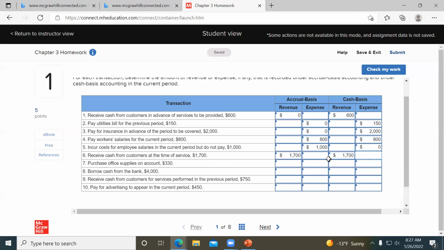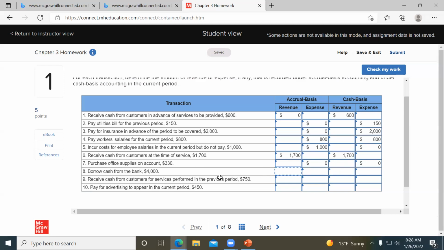Number seven, purchase office supplies on account for $330. Remember, supplies don't get expensed until they're used up under the accrual basis. So that would not be. And under the cash basis, it wouldn't be because we didn't pay for anything.